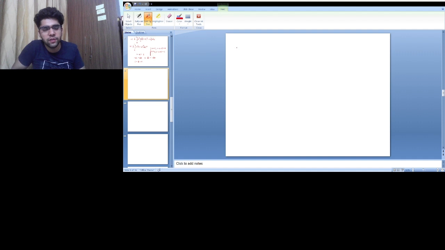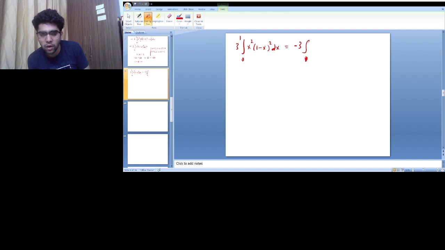So my limits, if I substitute, the integral from 0 to 1 of x square into 1 minus x whole square dx becomes negative 3 times the integral from 1 to 0, and my 1 minus x was t, right?